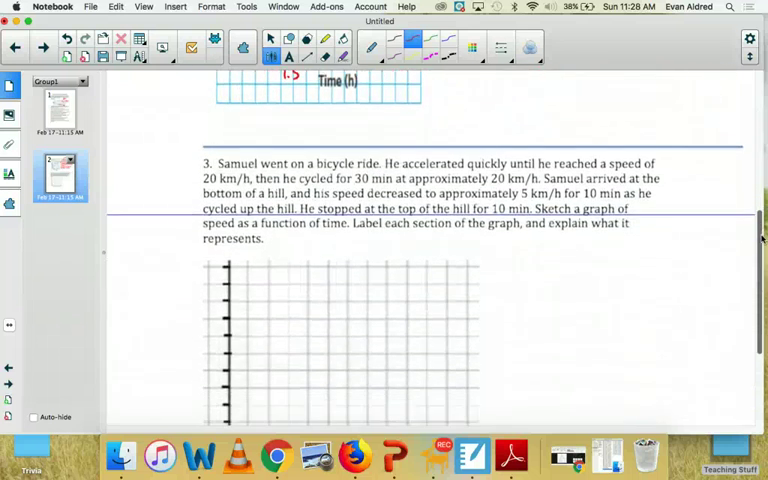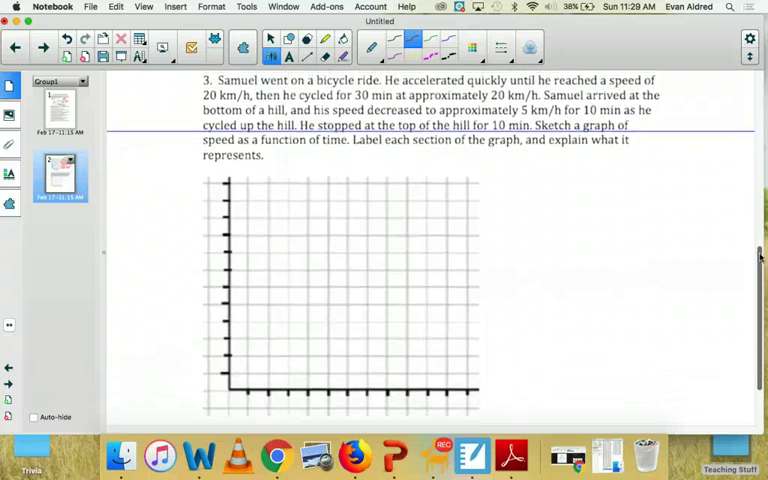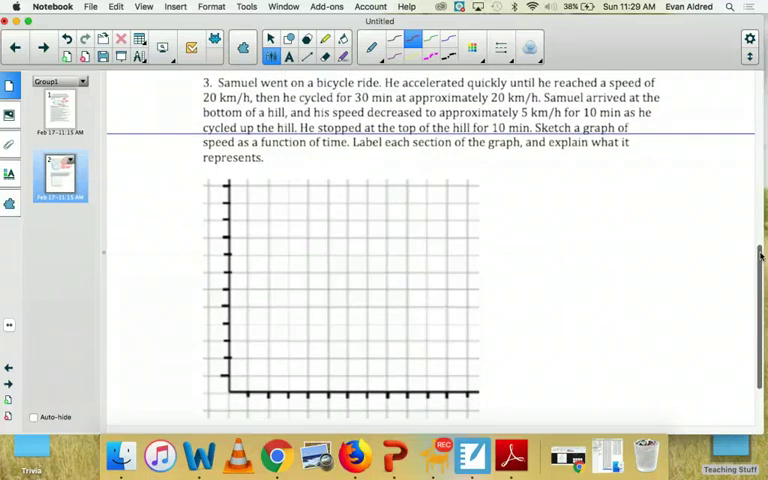Right? And then the final question really puts it all together. Here we're going to do both. We're going to create a graph, and then we're going to describe the line segments in it. So it's a bit of a longer question. So Samuel went on a bicycle ride.